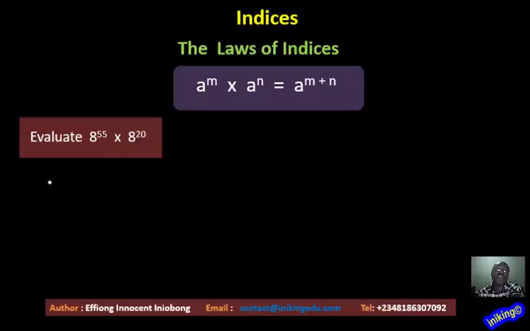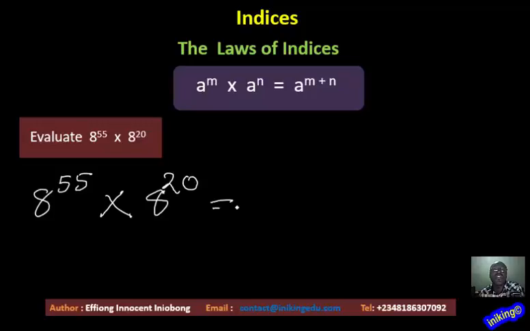Are you going to list out the whole 8 in 55 places and 8 in 20 places? Obviously, that will not be practically interesting. Rather, you simply say 8 raised to the power of 55 times 8 raised to the power of 20, applying the law of indices that says we have two numbers that are the same base, 8, multiplying themselves, expressed as indices.